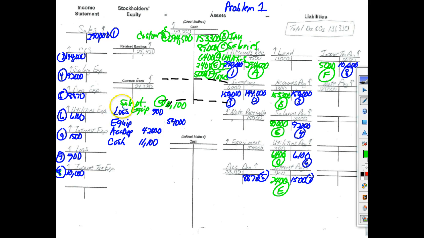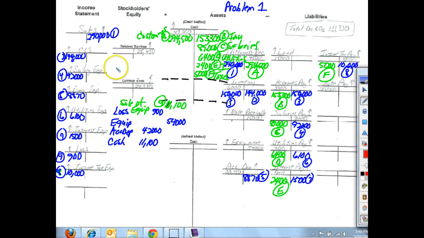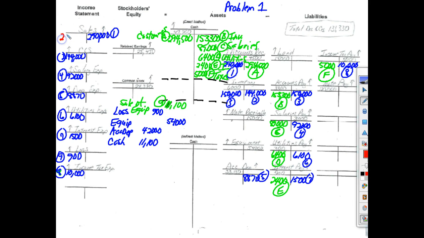Okay, and as we go along, I'm going to have to come back in and erase because I didn't position that very well. But there would be, under cash, a debit of 11,100 as an investing activity for this. Okay, other things on the income statement, we would zero out the revenue and expense accounts.